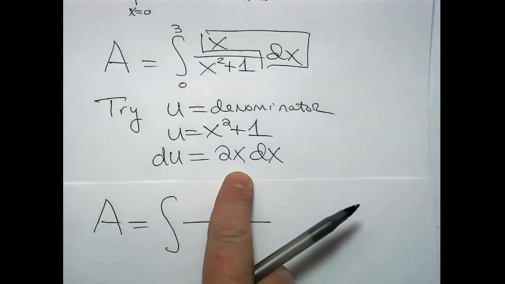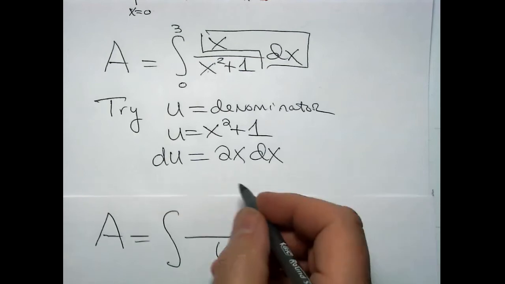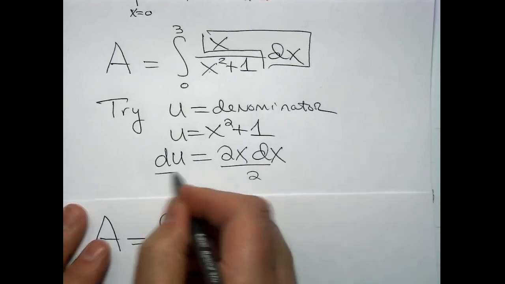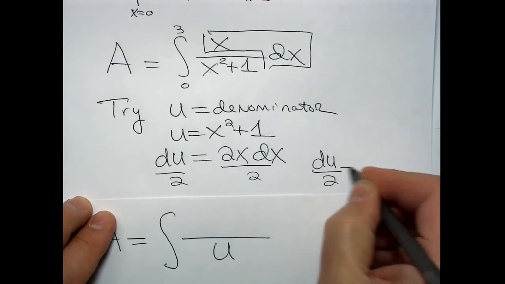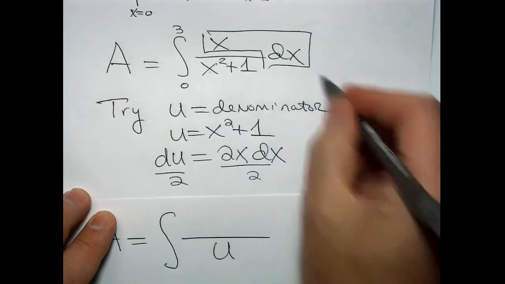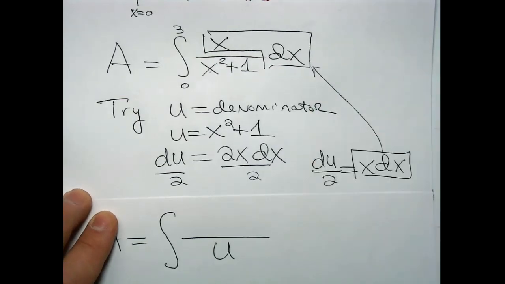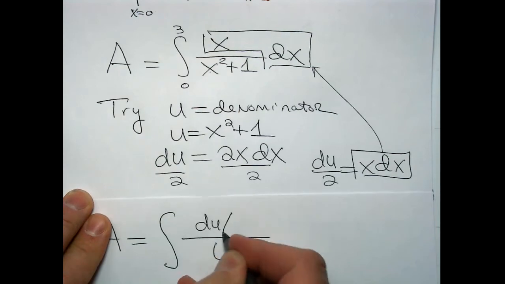Take a look at it right here. There's exactly what you're seeking right there. X dx is right here. So to isolate x dx, I would divide both sides by 2, and that tells me that du over 2 is precisely that box that you seek, x dx, and now you can complete the substitution. So instead of x dx, we're going to put du over 2.